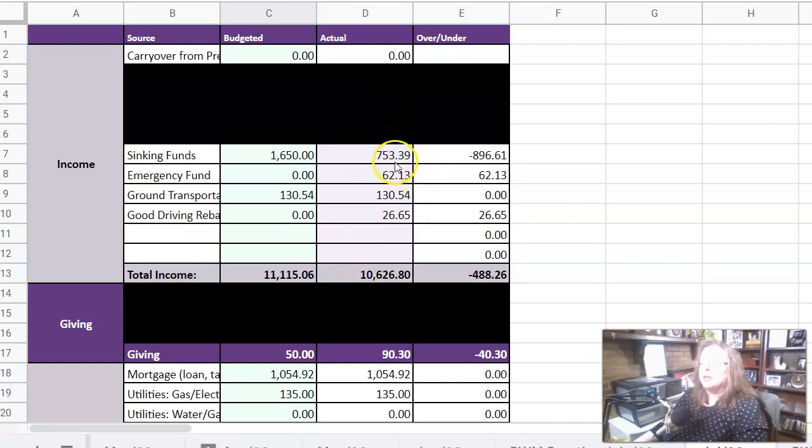You can see that we pulled in $753 in sinking funds, which was significantly less than what we planned. We had a little bit that we had to pull in from the emergency fund. We were right on with that refund that I knew was coming. And then we had another good driving rebate that came in. That said, that still landed us at $10,626, which was $488 under. And yeah, that's not what we planned.